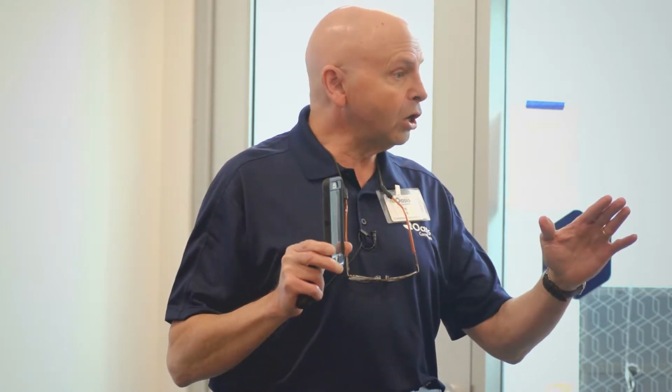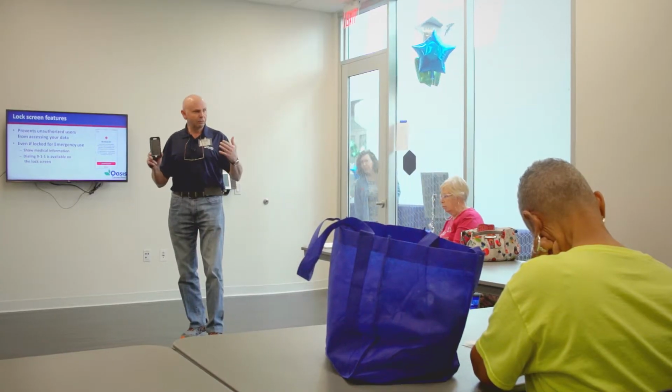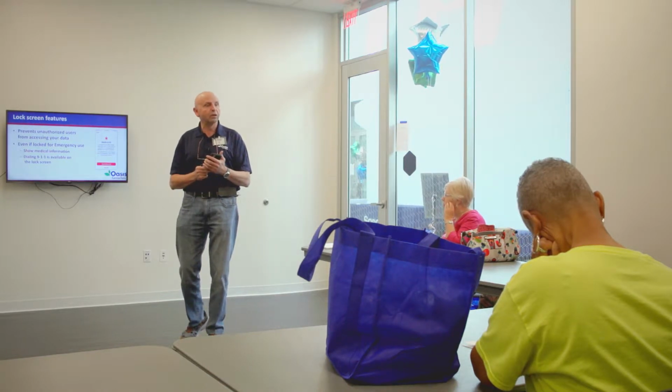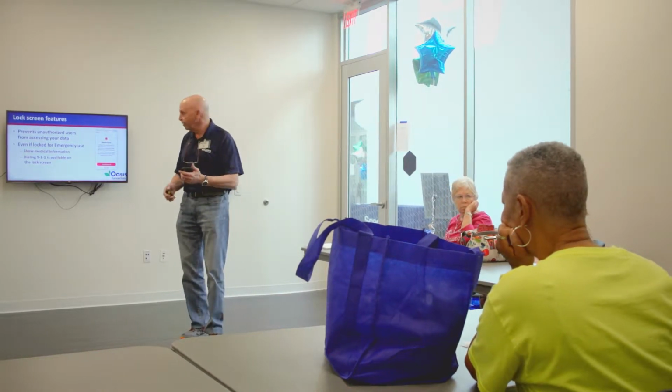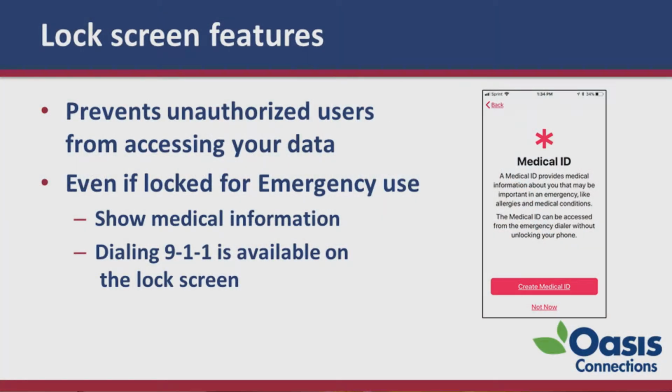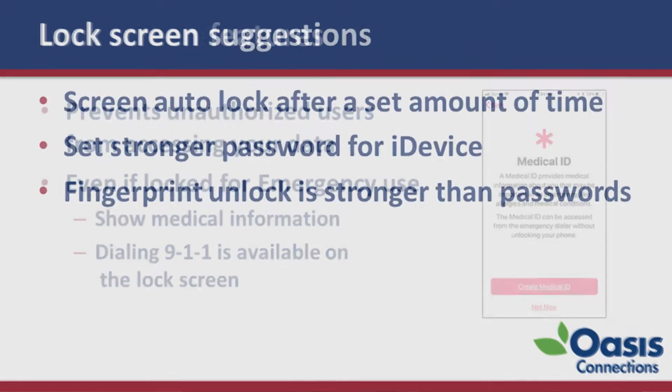The 911 call is built into it. You can do that without having to opt in, but the emergency medical information is something you have to opt into within the iPhone itself. Okay, you've seen both of these, show emergency medical information, and dialing 911 is available on the lock screen. Let's go to the next.